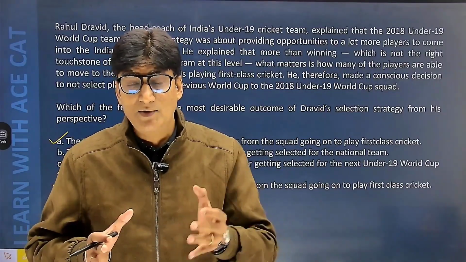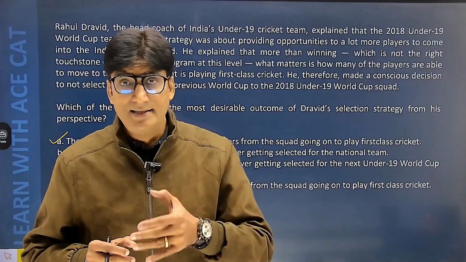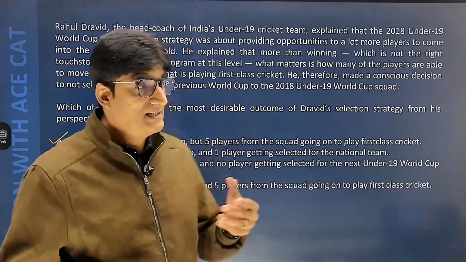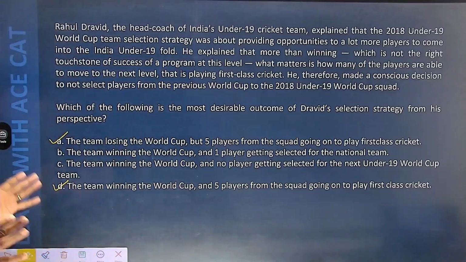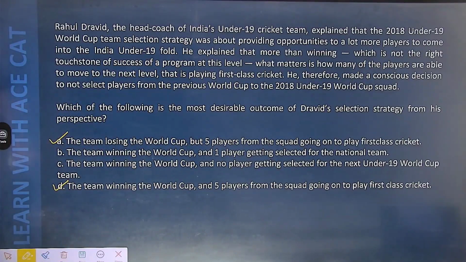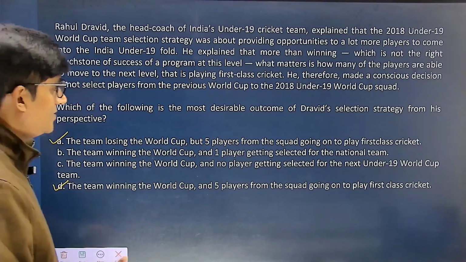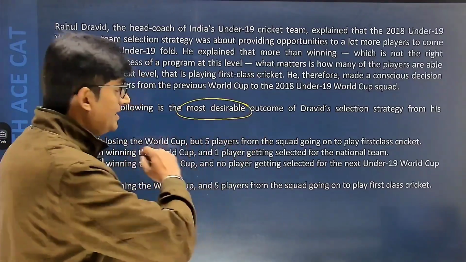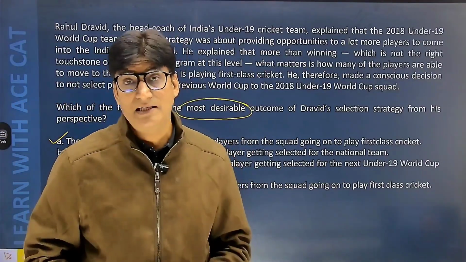You understand, students, what is Rahul Dravid's strategy? He says that winning the Under-19 World Cup is not important. What is more important is that we need very good players for first-class cricket. So even if the first option happens, Dravid will be very happy because he is able to get 5 very good players for first-class cricket. But anyway, students, you will have to understand what actually the question is. The question is the most desirable outcome.